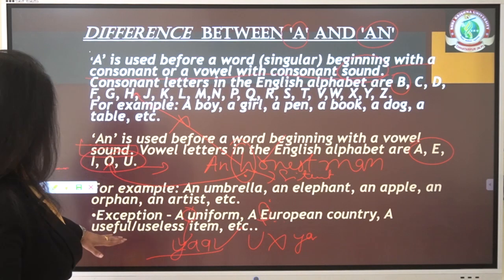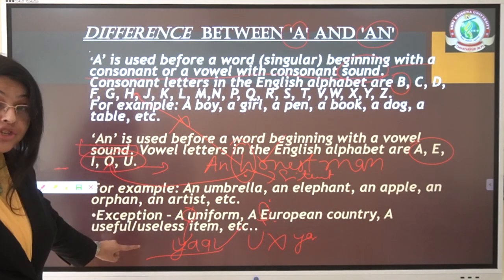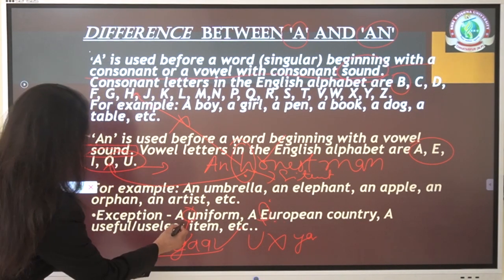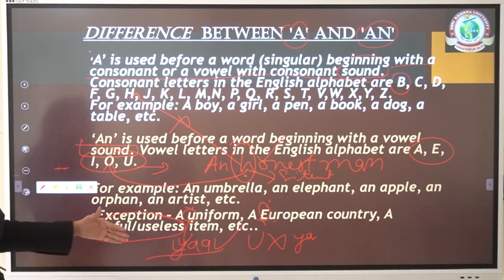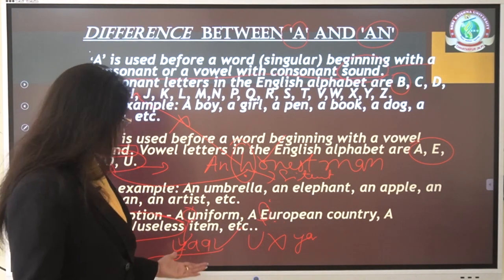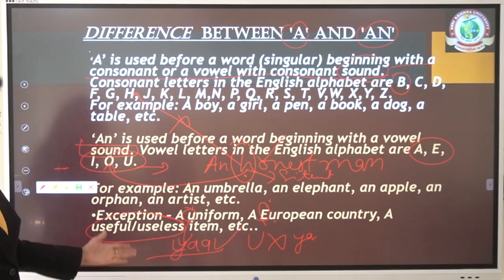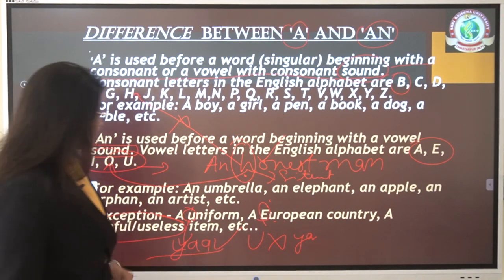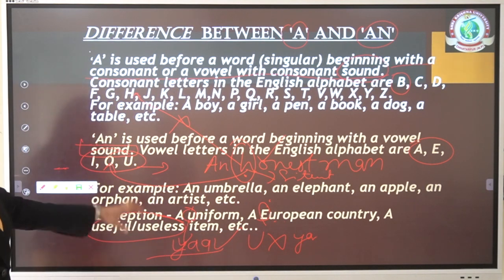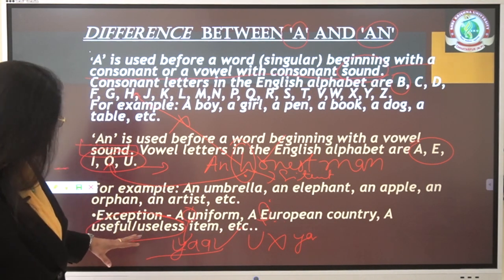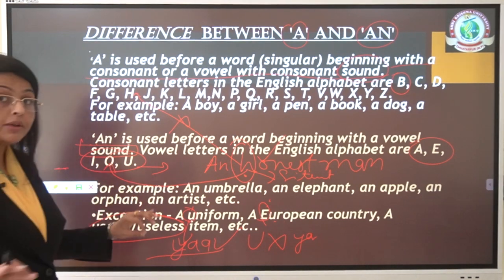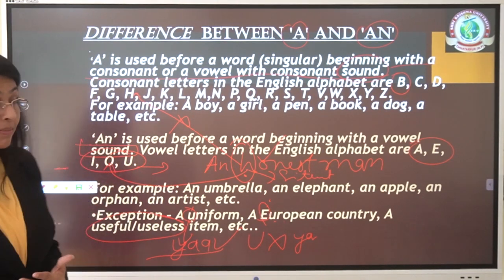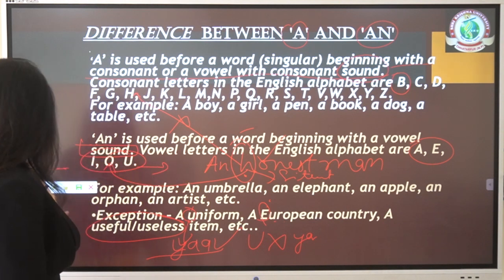Then if you see, say, useful, this is the major exception, and most people make mistakes in this. Remember this very clearly: a useful item or a useless item. The "yoo" sound is there. So these are the differences, and these need to be on the top of your head. So English, although the grammar rules are there, there is a common sense rule which is very important to be implemented. Coming on to the next slide, let's see what that is.